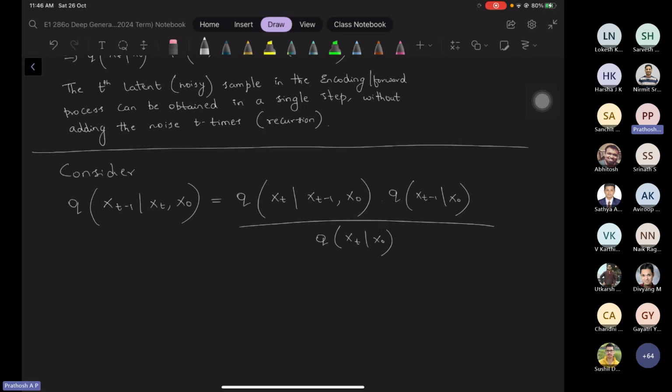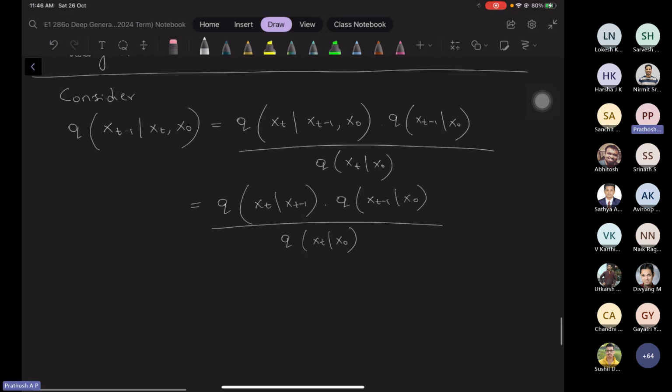And then we use the Markovian property here. This is q of xt given xt minus 1 times q of xt minus 1 given x naught, divided by q of xt given x naught. Okay, this is what it was. Now, do we know the first term? We do. What is that? That is the definition of the forward process.